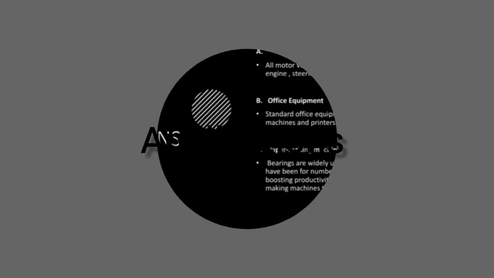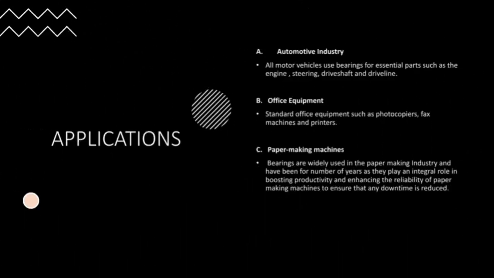Applications. Bearings are widely used in automotive industry, office equipment, and paper making machines. In terms of automotive industry, all motor vehicles use bearings for essential parts such as engine, steering, drive shaft, and drive line. In terms of office equipment, bearings are used in standard office equipment such as photocopiers, fax machine, and printers.